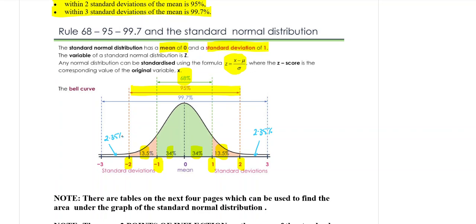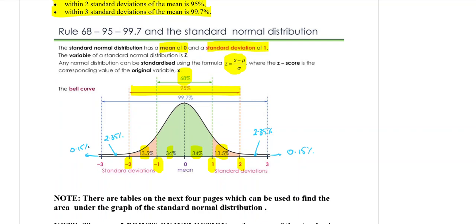What does that make the tiny little bits that are at the ends here? Because we're still not at 100% of our data. That's 99.7 though. So that means there's a 0.3 that is still both the two end bits together, which would be 0.15%, very small number, on each end.